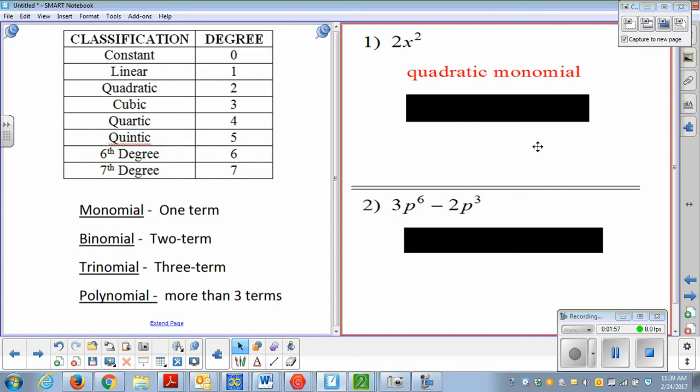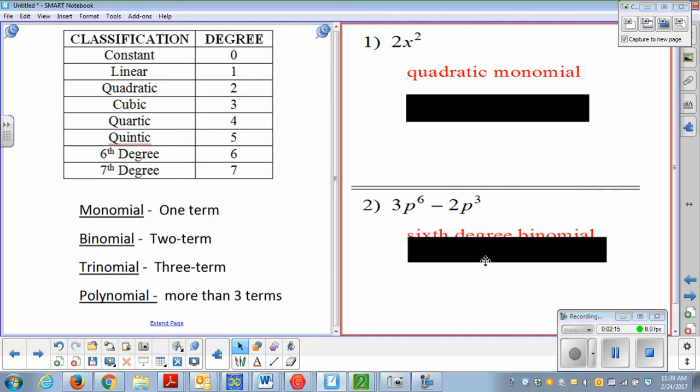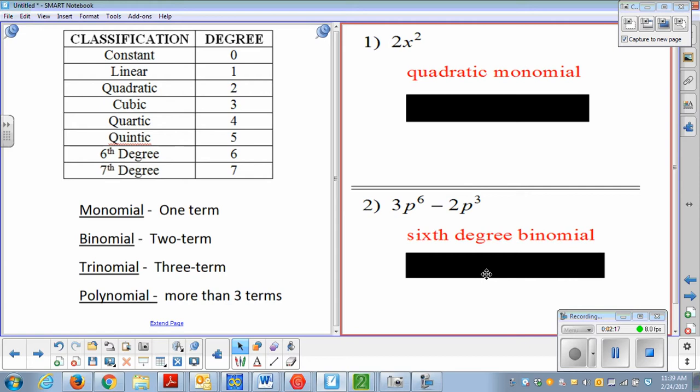Okay, now let's take a look at the second one here. The highest degree is 6, so it's going to be a 6th degree. And since it only has 2 terms, it's going to be a 6th degree binomial. So remember, the first is the classification by degree, and the second is by how many terms it has.